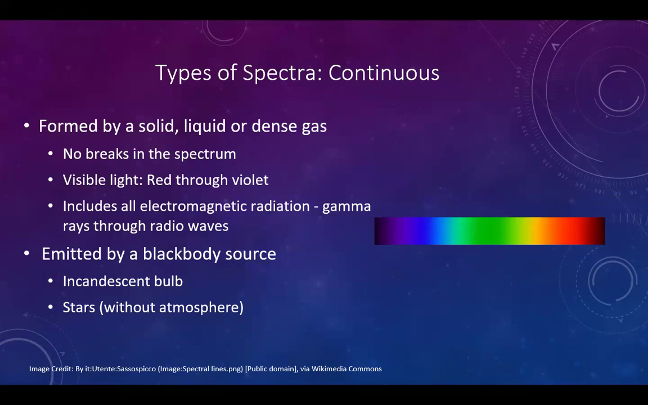So there are three basic types of spectrums. There is the continuous spectrum. This is the black body spectrum. It's formed by a solid, a liquid, or a dense gas. There are no breaks in the spectrum. It's visible light, you'd see red through violet. It's got all electromagnetic radiation in it, from gamma rays through radio waves. So this is emitted by anything that is hot, like an incandescent bulb, stars without their atmosphere, things like that. This tells you about temperature and brightness.